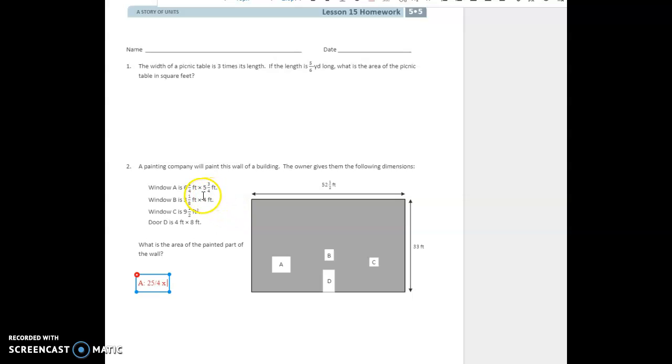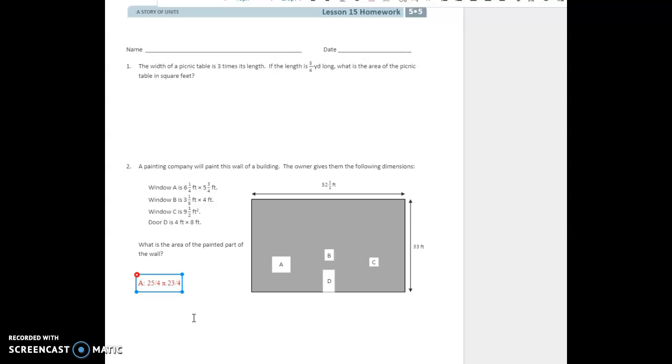We take the denominator times the whole number. 4 times 5 is 20. And then we add the numerator, 3, so that becomes 23. So we have 23 over 4. You are going to multiply these to figure out the total area of window A. When you multiply these, it's numerator times numerator, which is 25 times 23, and then denominator times denominator, which is 4 times 4.